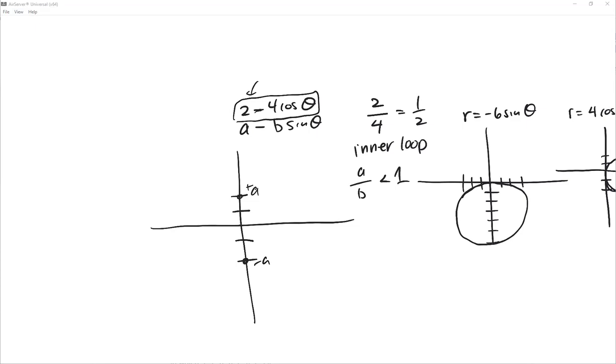Okay, and remember you have to do what? 4 minus 2, that's equal to 2. This minus this will get you the first loop right here. And then 4 plus 2 will get you the big loop. So that's 3, 4, 5, 6. So it should come from here, here, here, and here.